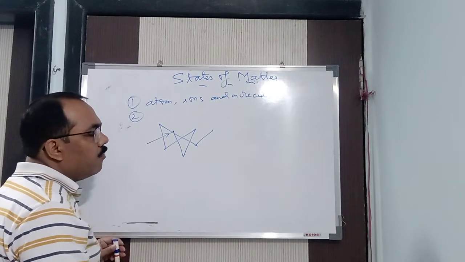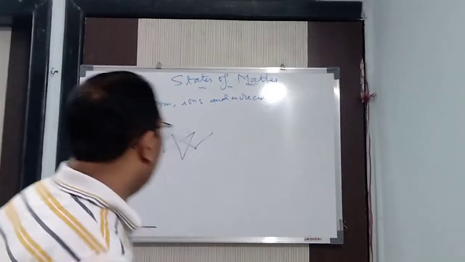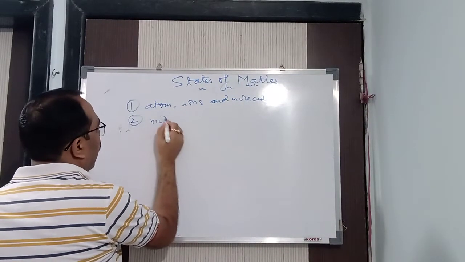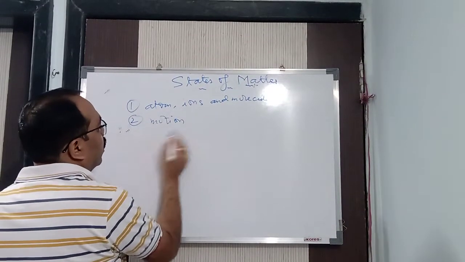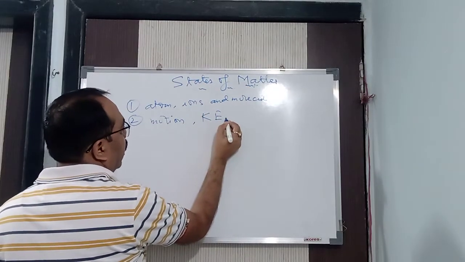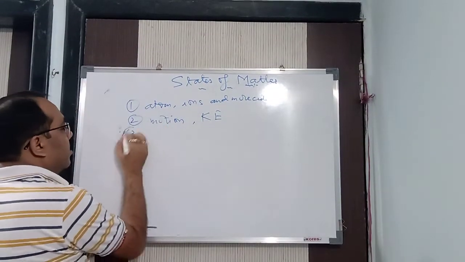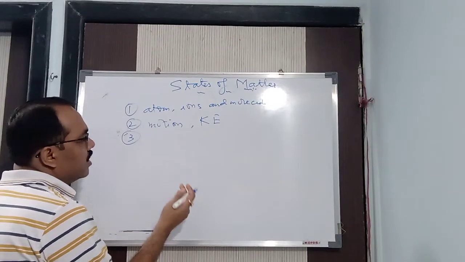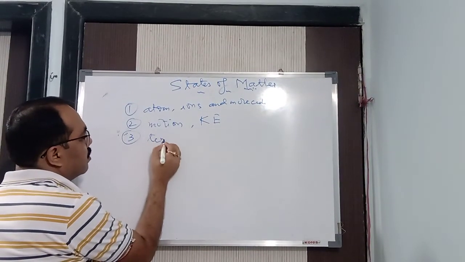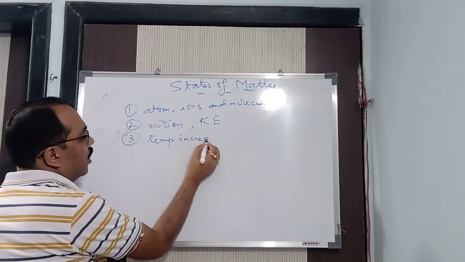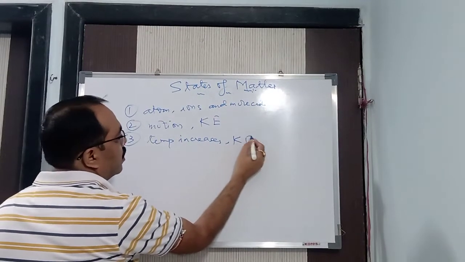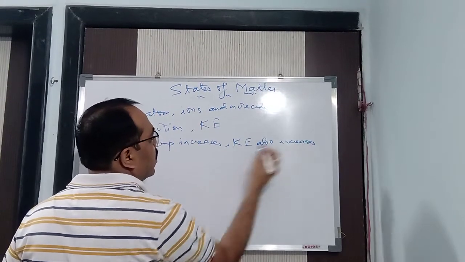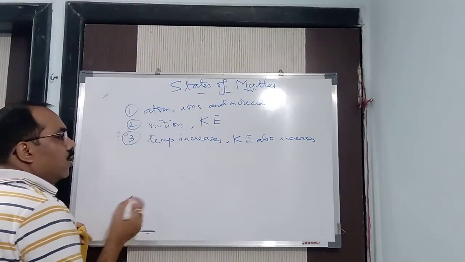Now the next point is that the molecules are in a state of random motion, moving and colliding with one another because they possess some kinetic energy. The third point is that with increase in temperature, the kinetic energy of the molecules increases. As temperature increases, kinetic energy also increases.